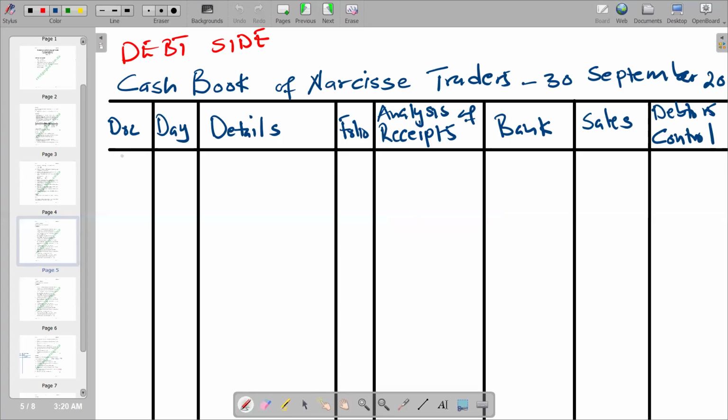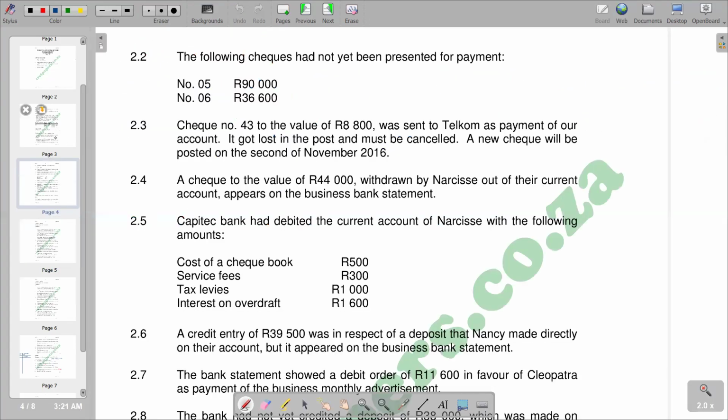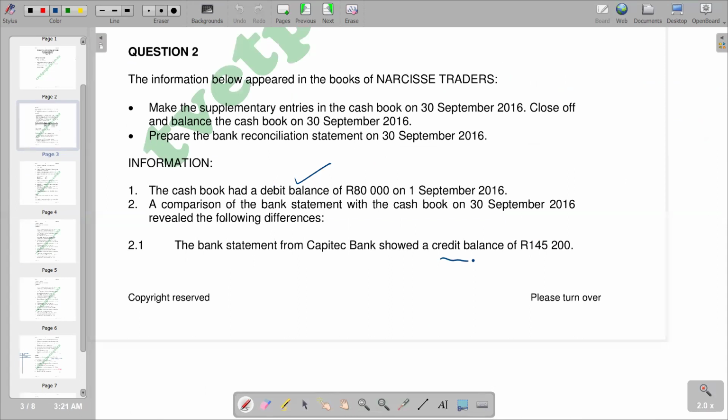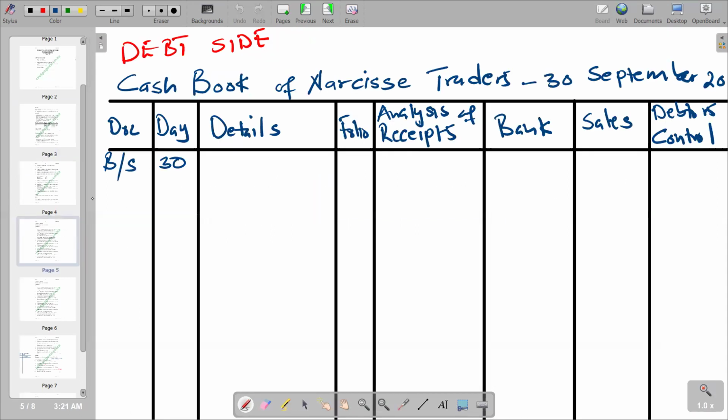On the document, we are going to write our date. We can refer back to the day of our opening balance according to the information given. This balance is 1 September, so we can adjust our date to 1 September. So here we are having 1.